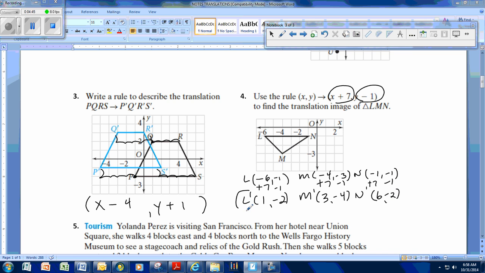If I plot these new points right here, I'm going to have my image. L goes from -6, -1. It moves right 7, down 1, so it ends up at 1, -2, right here. M goes from -4, -3 to 3, -4, so 1, 2, 3, and 1, 2, 3, 4, right here. So here's L prime, M prime. N would be at 6, -2, so 1, 2, 3, 4, 5, 6, and -2 would be here. There's N prime. As you can see, when I connect those, you see that the triangle translated to the right 7 and then down 1.